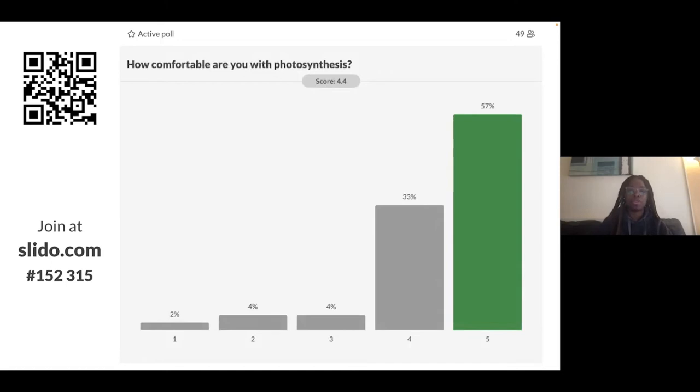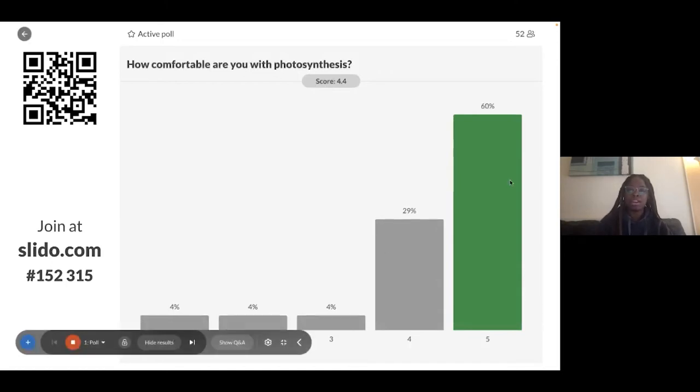So we have the average score being 4.4. The majority of you guys are in this higher end, which is great, which is good. I'd say just because you're comfortable, don't stop going over the topic itself. Everyone is kind of in the lower end of this rating, I'd say.